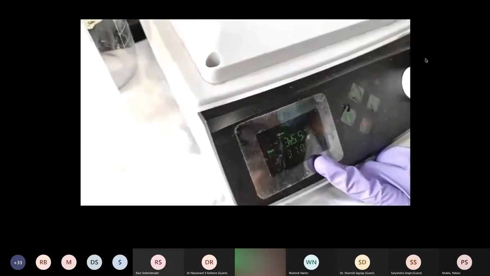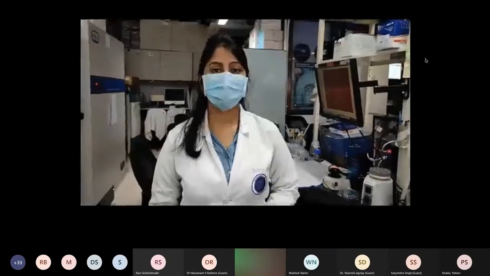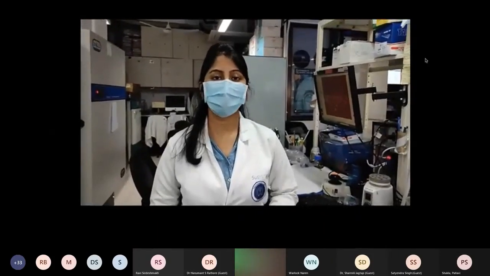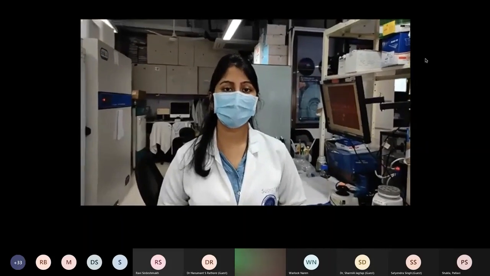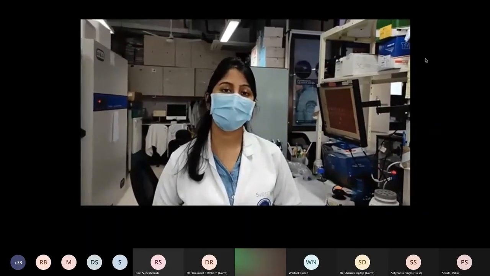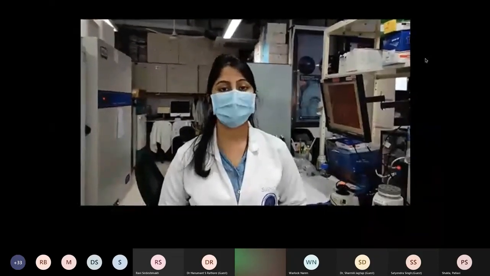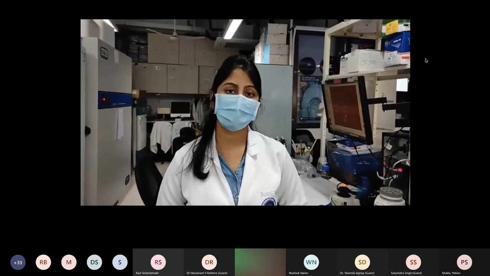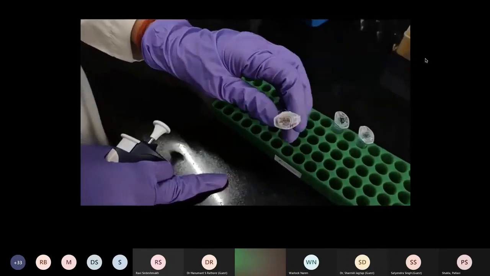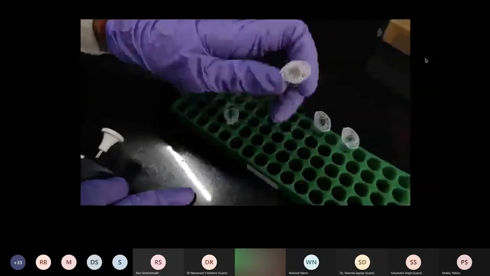After incubation at 37 degrees, the samples would be reduced, which means all the disulfide bonds within the proteins are broken. So now it's time to alkylate the sample. For alkylation, iodoacetamide is used.